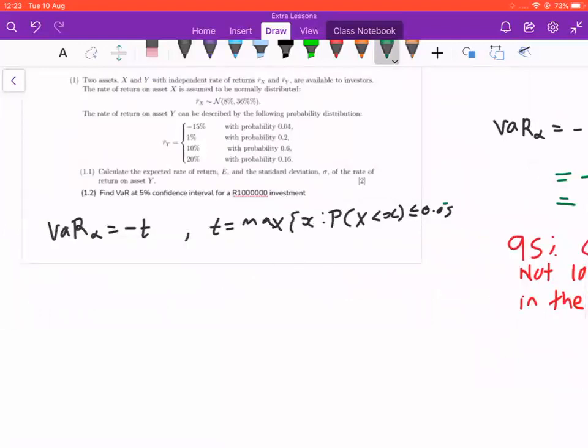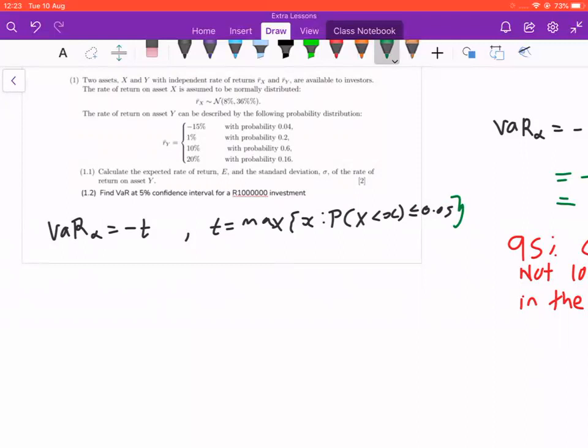So this is the definition of VaR, for the discrete case. What you can do now is see that you are trying to find the maximum value of t of x such that the value falls under 5%. My advice is to visualize this answer.